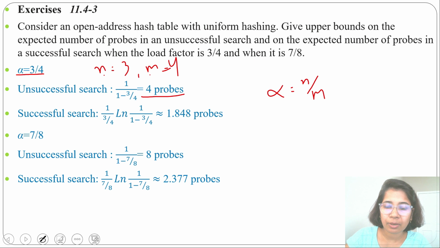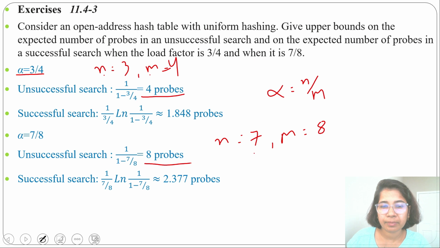In the second case also, n equals 7 and m equals 8. So the hash table size is 8 and the number of keys is 7. For an unsuccessful search, 8 probes means we are searching the whole hash table for declaring it unsuccessful, whereas a successful search takes fewer probes than an unsuccessful search.